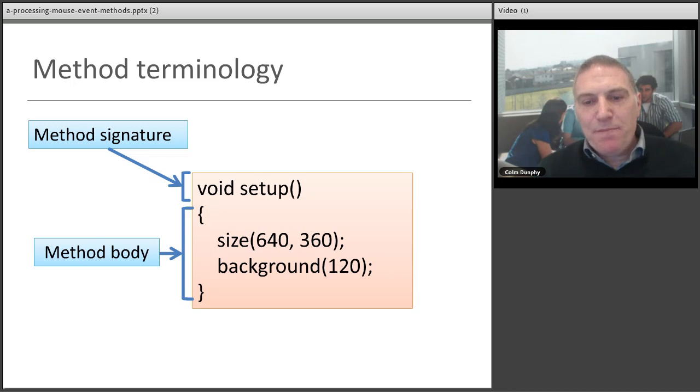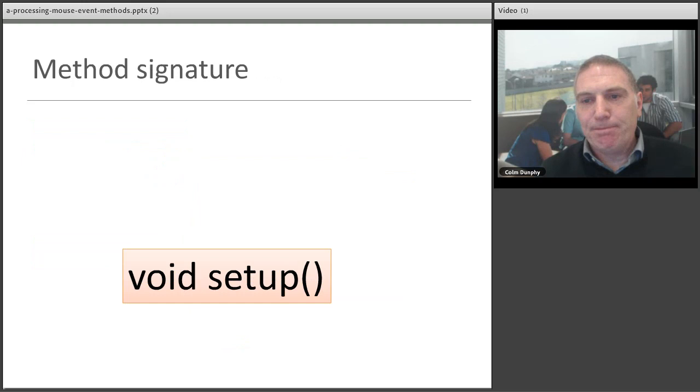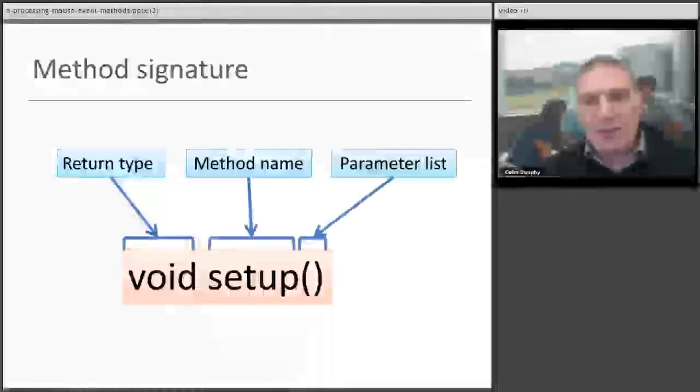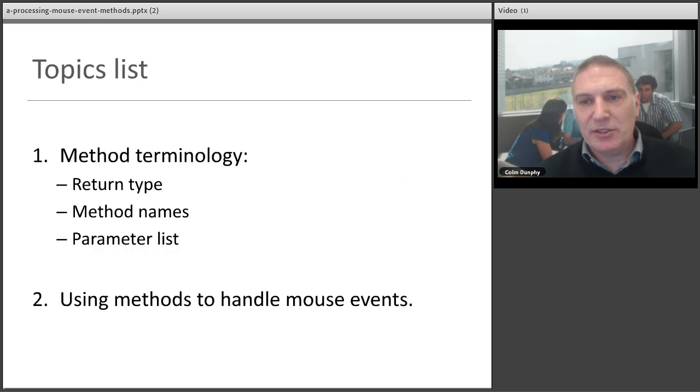Okay, so back to our method terminology. So we have signature, there's our signature, and it's this part. And we also have the method body, which is what's inside the curly brackets, otherwise known as a compound statement. Okay, so void setup. The void word is called the return type. Then we have the name of the method, and then we have a parameter list. And you've been using these, but now we're looking at what are these different parts called. Okay, so we have a return type, a method name, and a parameter list.